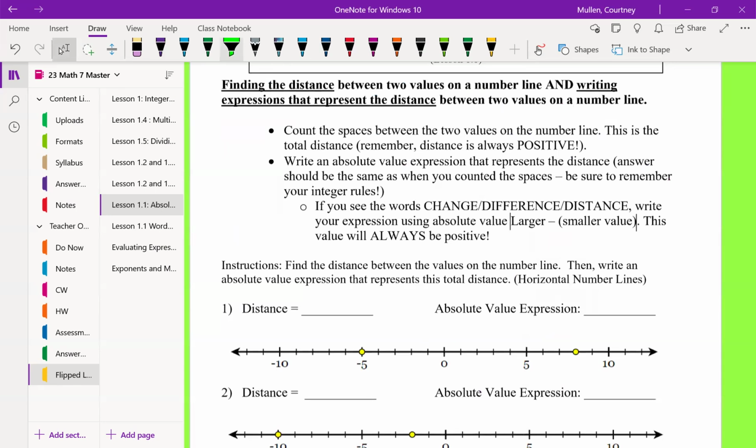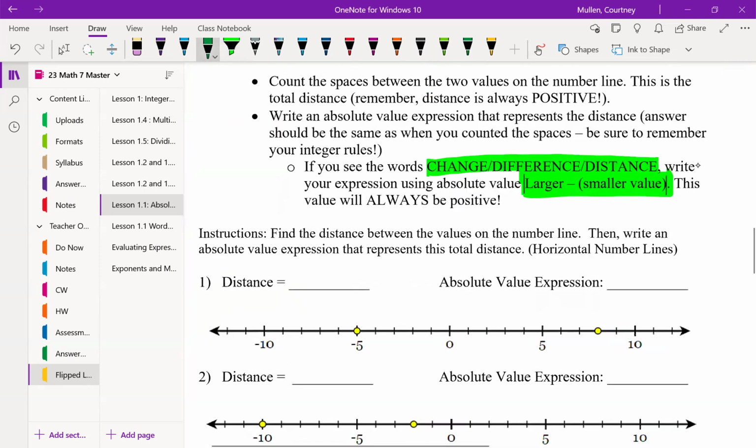Couple of important things. If you see the word change or difference or distance, write your expression in this way. The larger number minus the smaller value in parentheses, all in absolute value. The value will always be positive. So let's go through a couple examples together. Find the distance between the values on the number line. Then write an absolute value expression that represents this total distance.